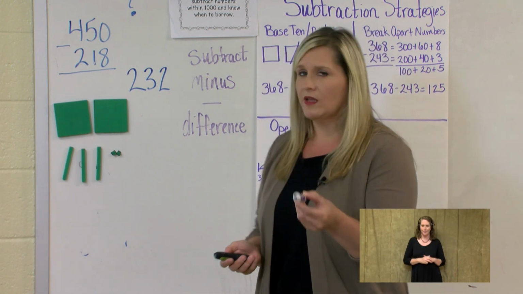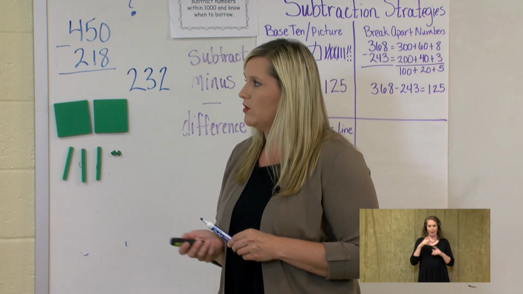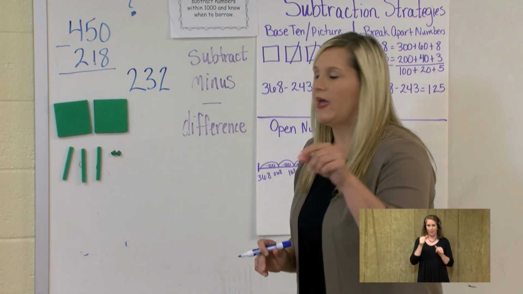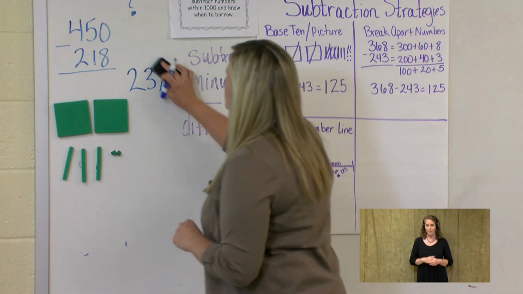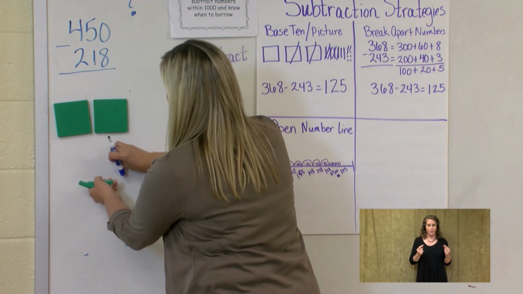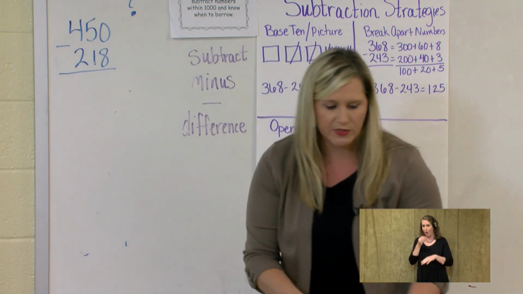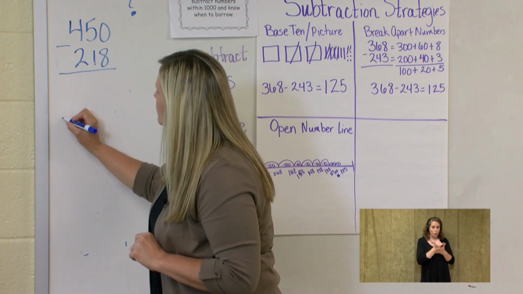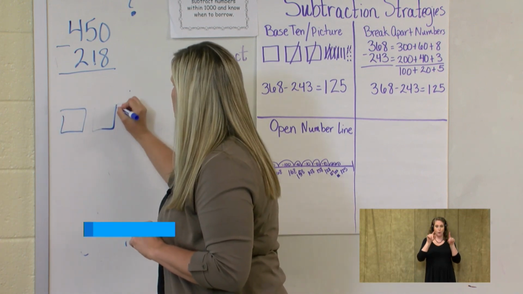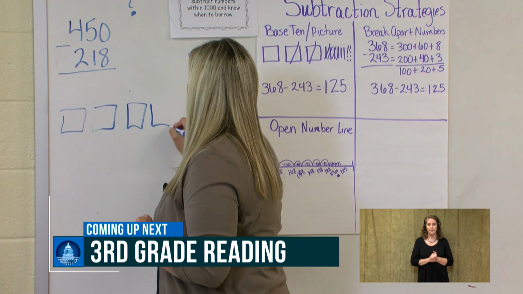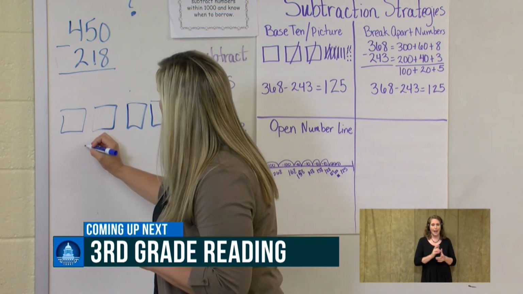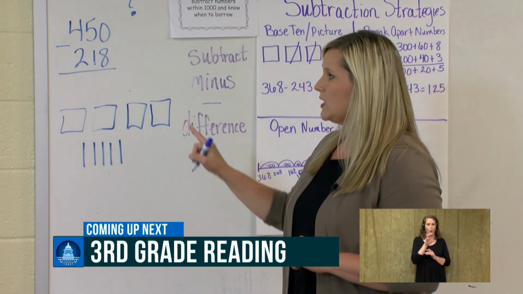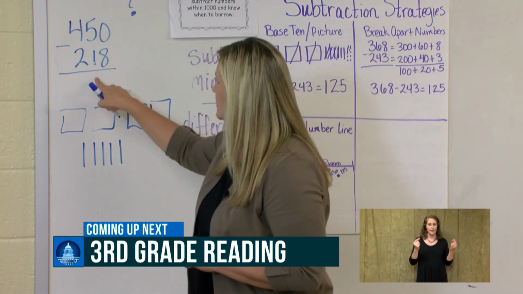Now, I know that you probably don't have base 10 blocks at home, so let's look at how you could do it using a picture. So remember we talked about that quick drawing. If you didn't have base 10 blocks at home, we could draw our quick picture, 450. Remember, we just draw squares to show hundreds. There's 4. And then we draw sticks to show tens. 1, 2, 3, 4, 5. So there's 450. And then I would want to take away 218.